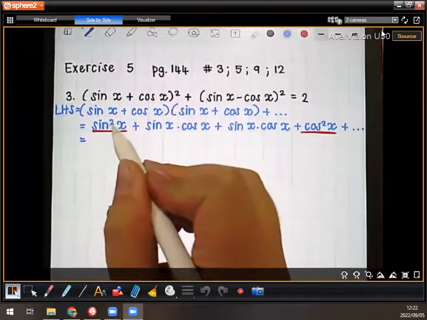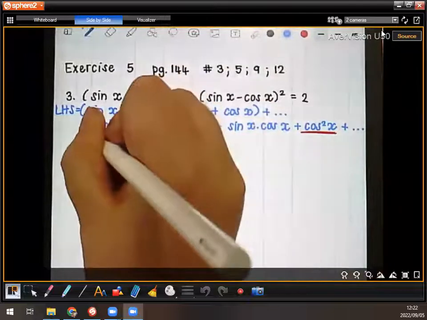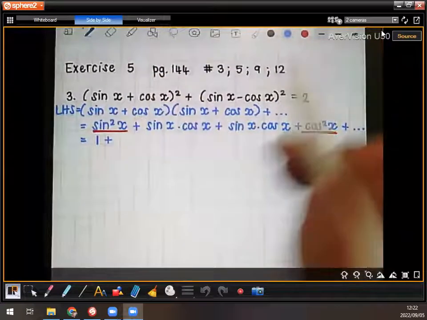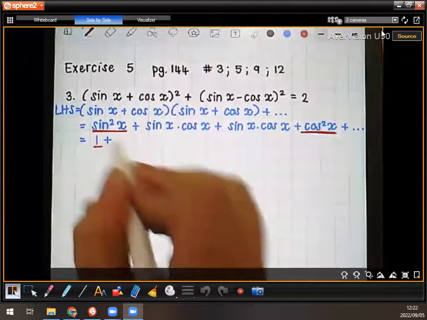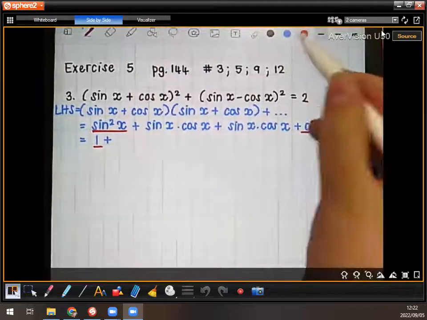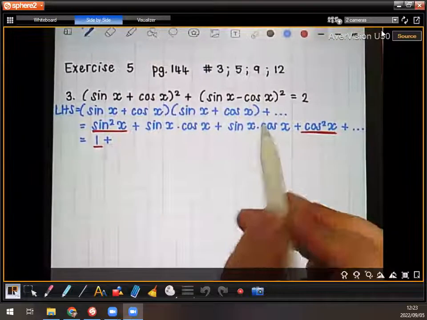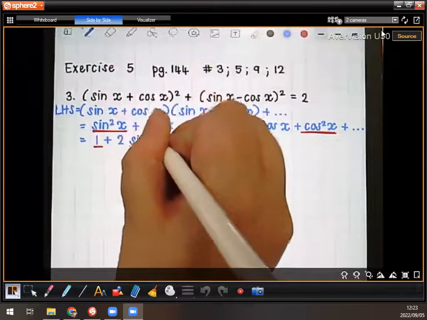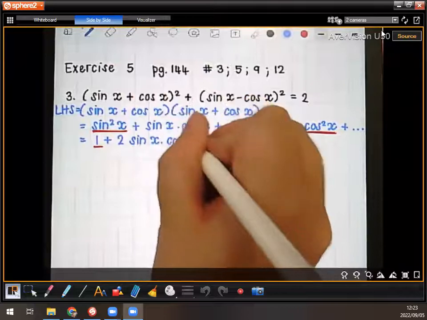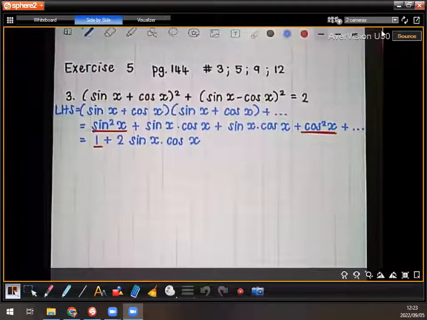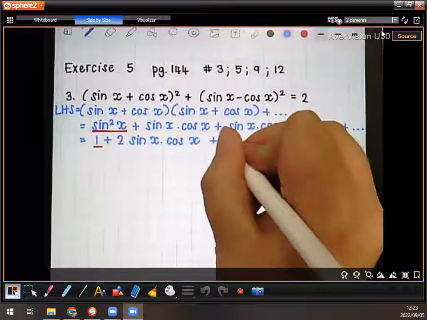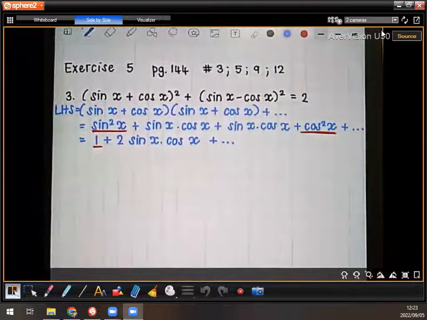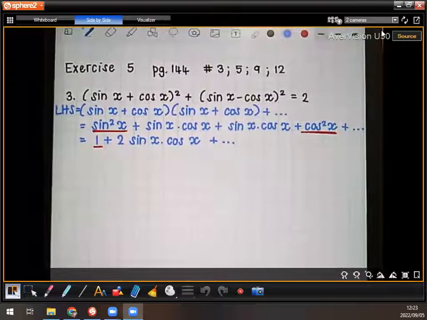So I'm just going to write, remember sin squared x plus cos squared x is 1. So let me underline that in red as well. Plus sin x cos x plus sin x cos x is 2 sin x cos x. And then you would have a similar thing for the other bracket that was squared. Okay, I've just done the 1/2 for you, but it's going to follow the same kind of layout.